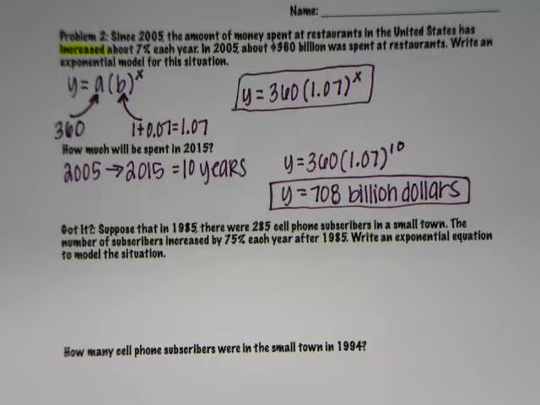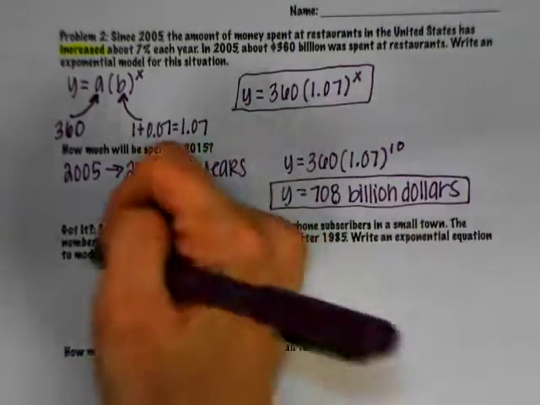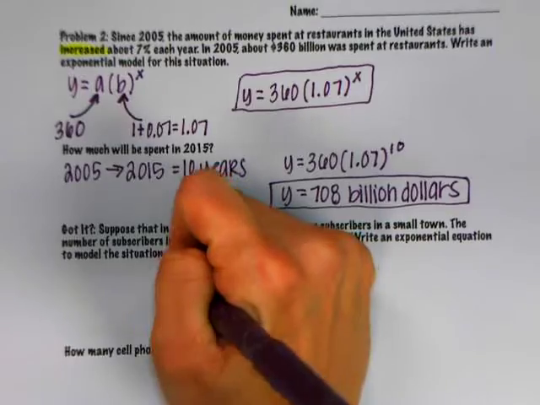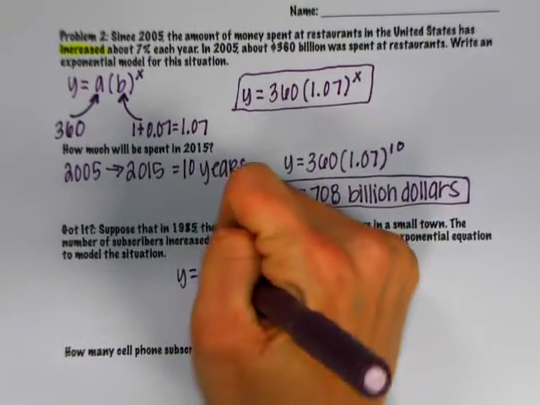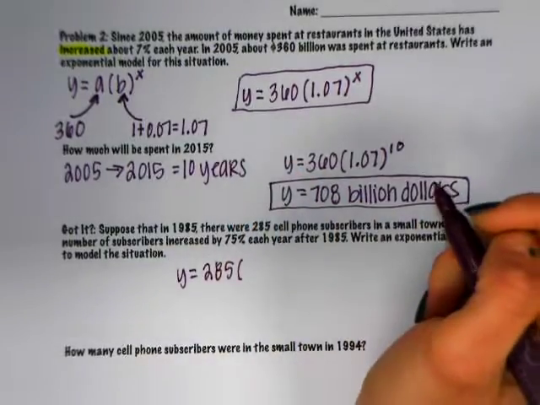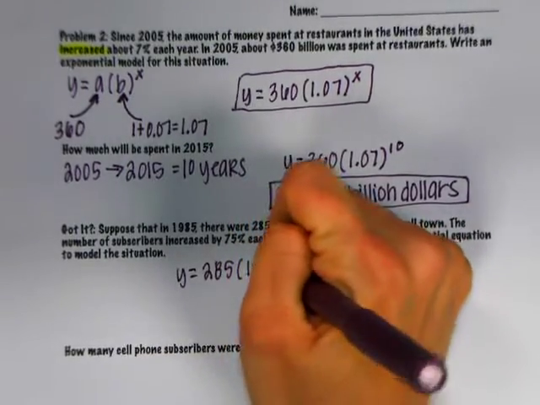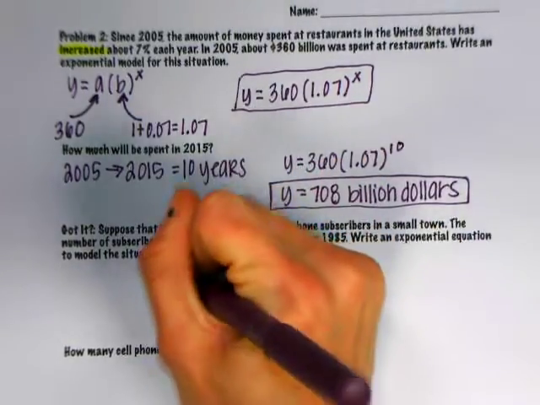We done? Yes? Yeah? Okay. All right. So on this one, just tell me the formula. So y equals what? 285 times 1.75 to the x. Yep.